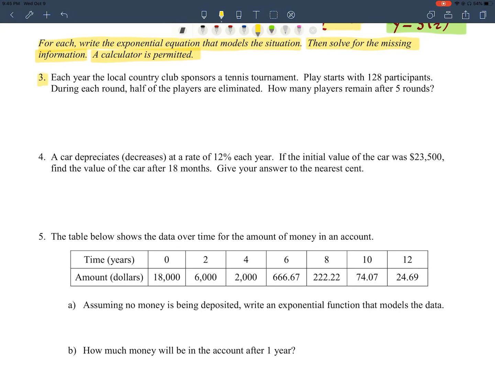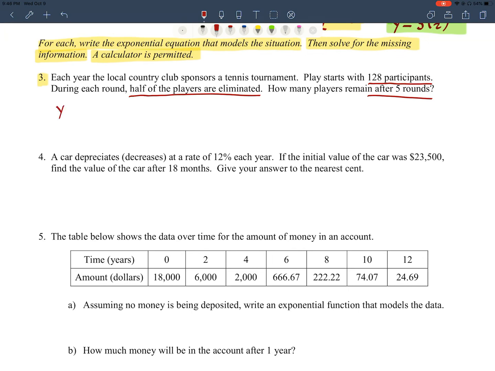So number 3 says, each year the local country club sponsors a tennis tournament. Play starts with 128 participants. During each round, half of the players are eliminated. How many players remain after 5 rounds? So since we're losing half the players after each round here, we can say that this is exponential decay here.